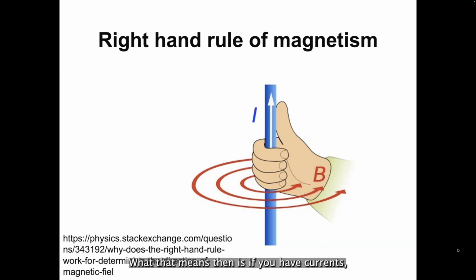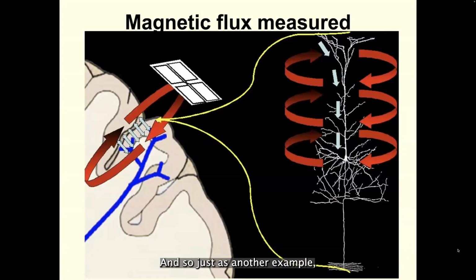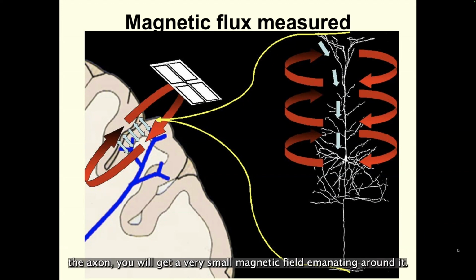What that means then is if you have currents propagating information in your brain, as we do with axons and dendrites, you will have small magnetic fields. And just as another example, if you look to the right here, this current is in the blue arrows, following along the axon and the dendrites. Anytime you have propagation of information via the axon, you will get a very small magnetic field emanating around it.